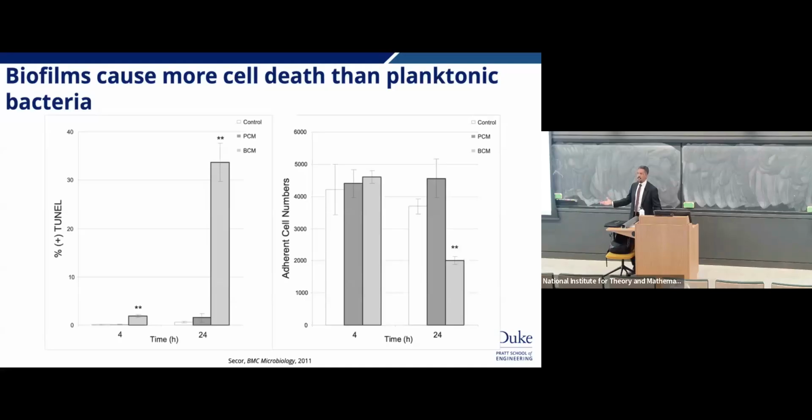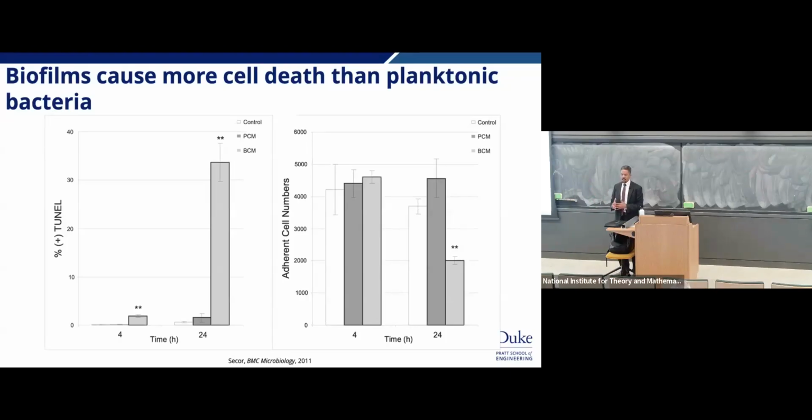Biofilms cause more cell death than your normal planktonic bacteria. I spent all that time explaining that planktonic bacteria is just like 20% of their life cycle, and then I made that mistake. But yeah, so this right here is a TUNEL assay.